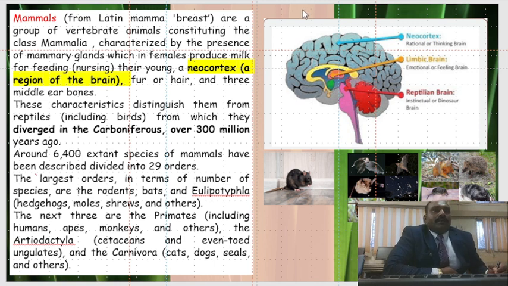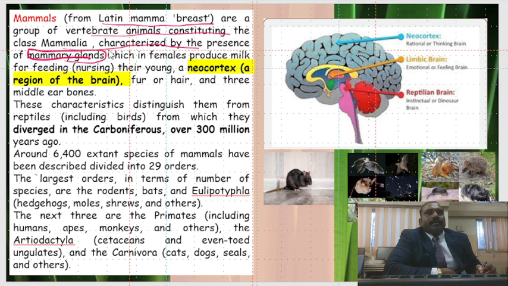Coming to the characteristic features and the development in the size and shape of the brain: mammals, from the Latin mamma meaning breast, are a group of vertebrate animals constituting the class Mammalia, characterized by the presence of mammary glands. The females produce milk for feeding and nursing the young. The neocortex region of the brain gives the activities that function for the mammary glands and for taking care of their offspring.